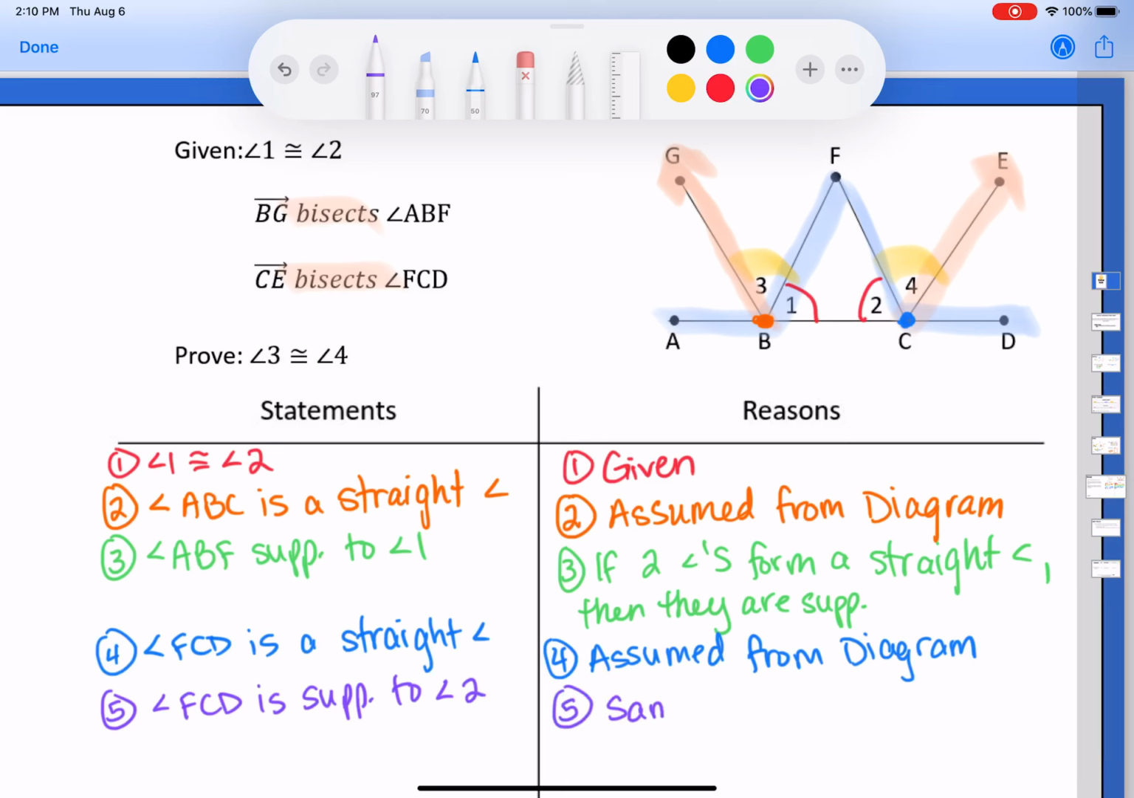This one I'm going to say same as 3. If two angles form a straight angle, then they are supplementary. So if I'm going to have 2 supplementary steps, I've got to have 2 straight angle steps. So just be careful you've got it all.